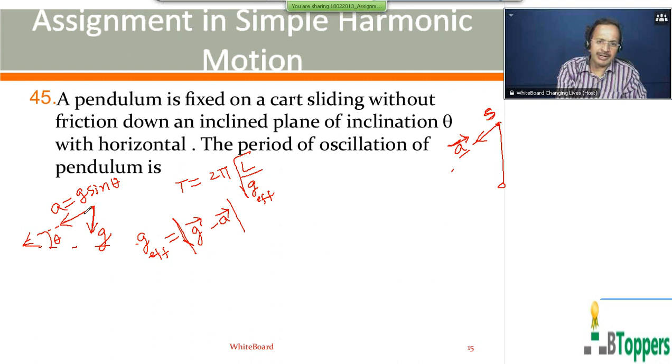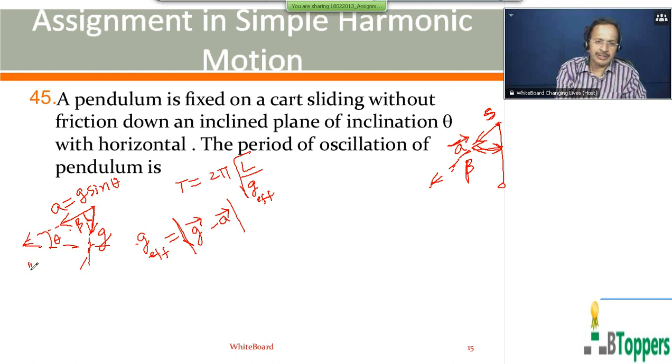Here, the angle between a bar and g bar will be equal to? The acceleration a bar of the cart is directed parallel to the inclined plane. The point of suspension of the simple pendulum moves down along with the cart with the same acceleration as the cart, which is equal to g sin theta in magnitude, but directed parallel to the inclined plane. That means it makes an angle theta to the horizontal. The acceleration due to gravity acts vertically down. So the angle between these two, if denoted by beta, you can observe from the geometry of the situation.